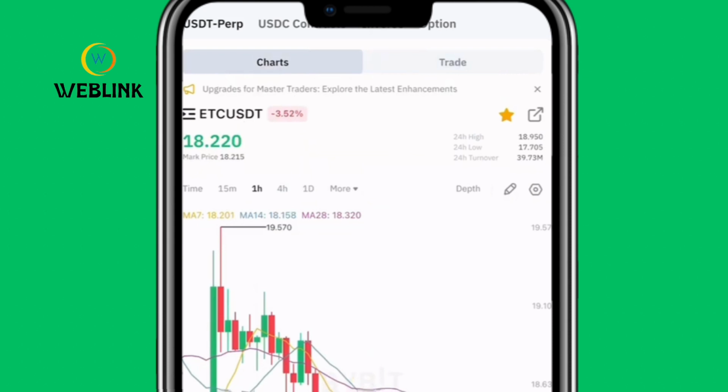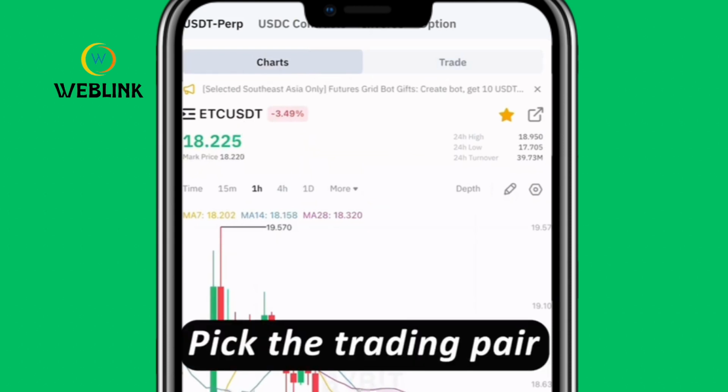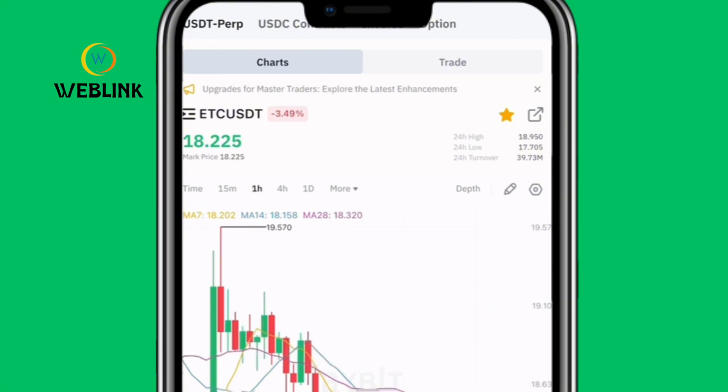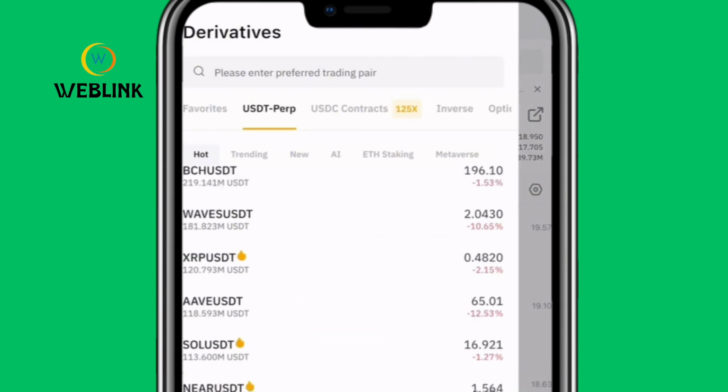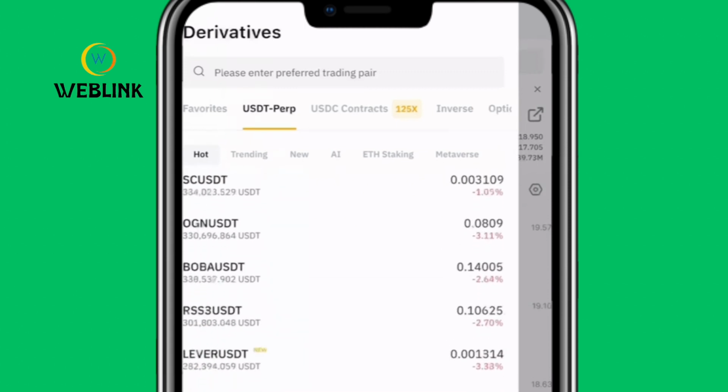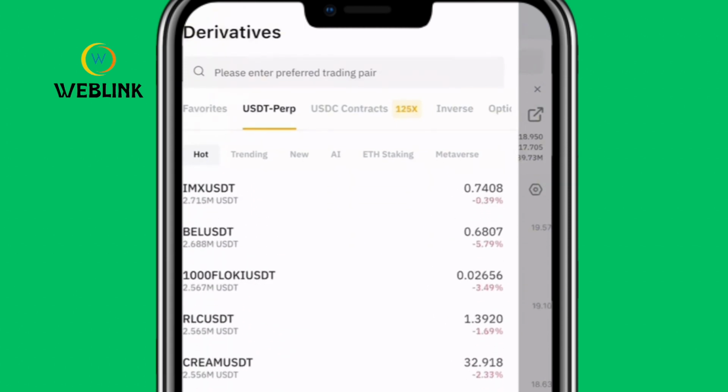On that chart, the first thing you need to do is to pick the trading pair you want to trade. To do that, you see where you have ETC USDT, you tap on it, and it will show you the other trading pairs you can trade in this market. You can see you have a lot right here. So you can pick the one you want to trade.